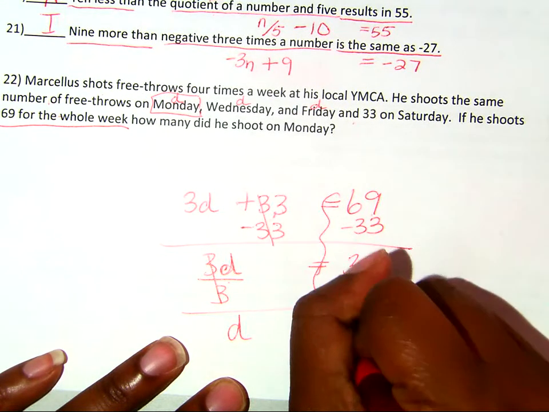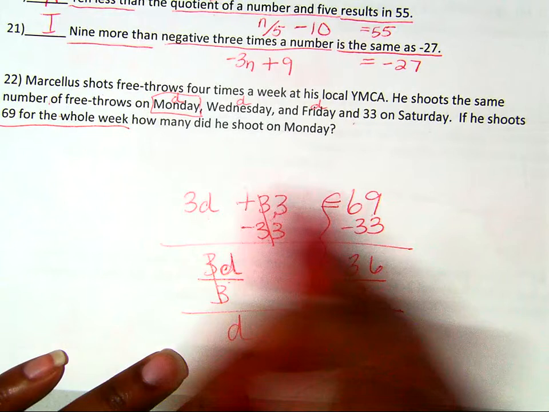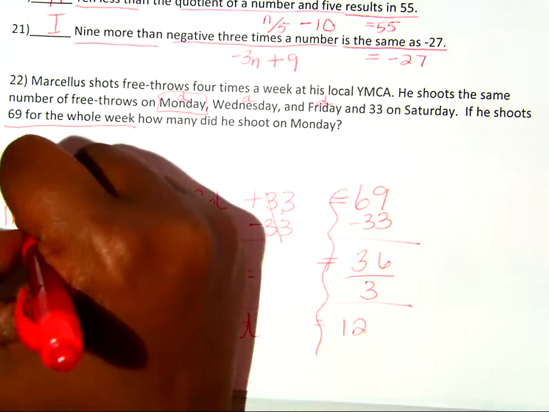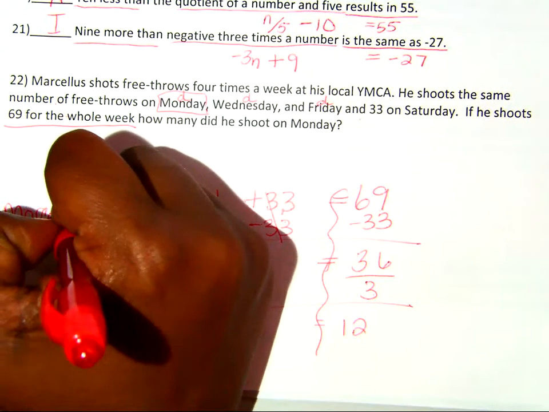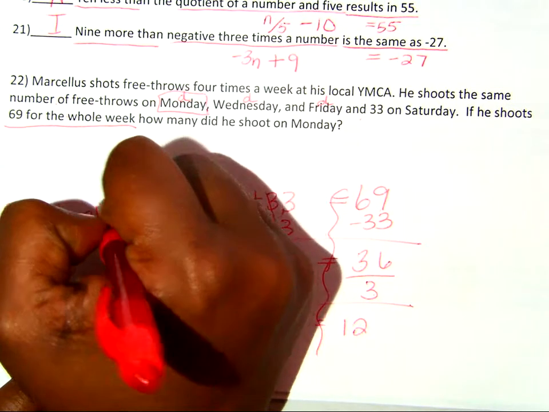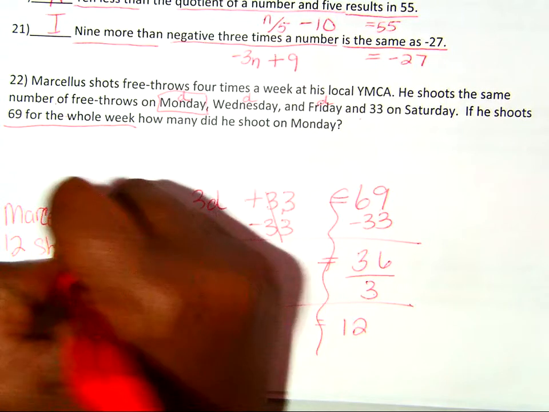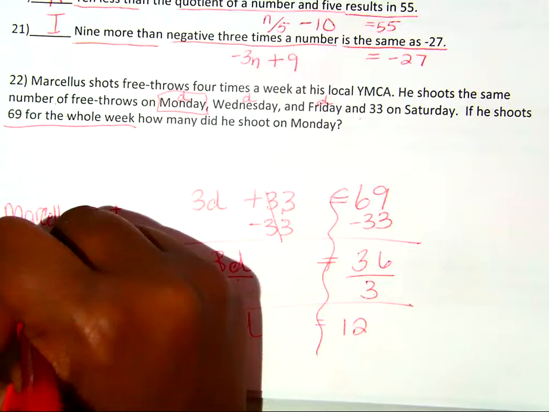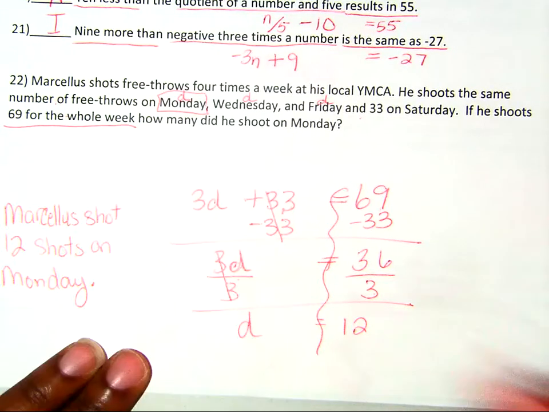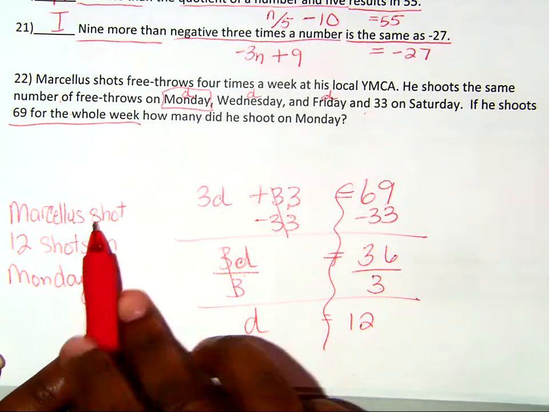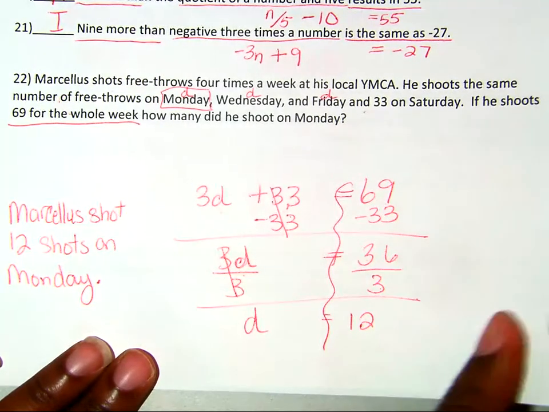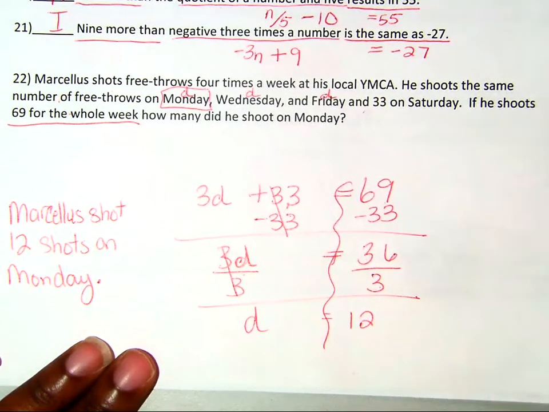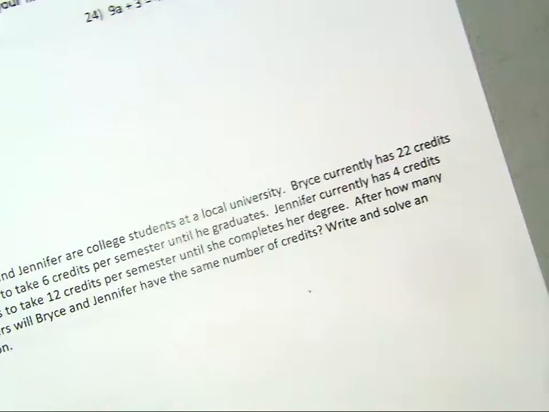So how many shots did he shoot on Monday? Marcellus shot 12 shots on Monday. Okay, it's important that you write this sentence because it answers the question. And we also know he shot 12 shots on Wednesday and Friday. All right? Let's keep going. Oh, look at this. We're almost done.